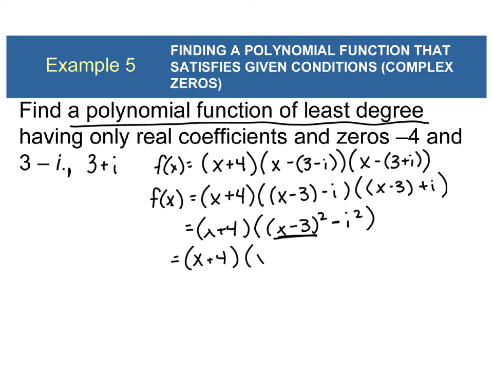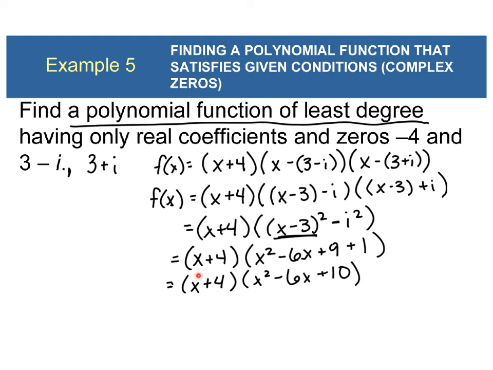It's going to be x squared minus 6x plus 9, then plus 1. So now we have this, x squared minus 6x plus 10. And now multiply everything out. So we're going to multiply the x to the x squared, x to the negative 6x, and x to the 10. And then do the process all over again, but with our 4: 4 to the x squared, 4 to the negative 6x, and 4 to the 10. Then combine all of our like terms together, and this is what we're going to get.